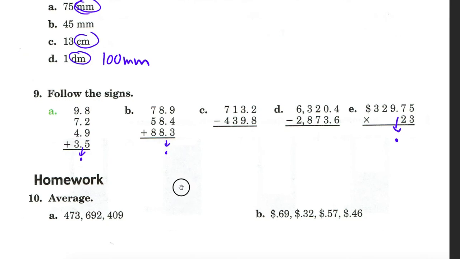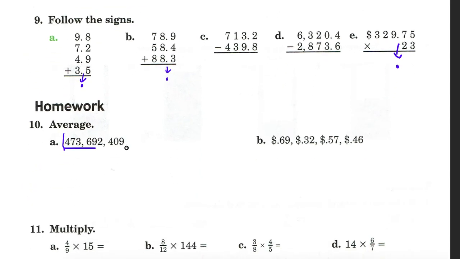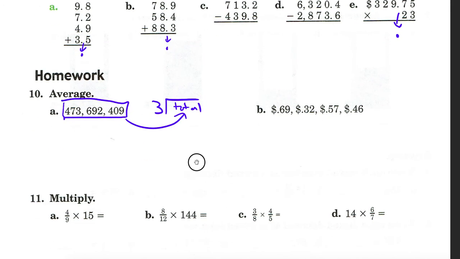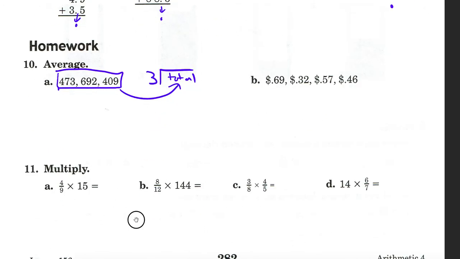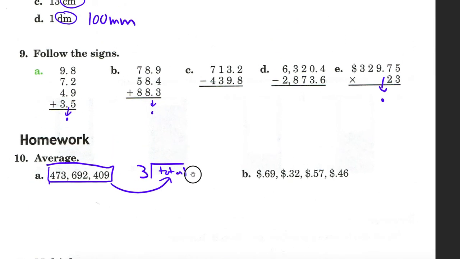Okay. Homework average. So remember, to find the average, you just add up all the numbers, and then you have to divide it by how many numbers there are. In this case, it's 3. Okay. All right. Multiply. All right. So you've done these before. Okay. All right. There we have it.